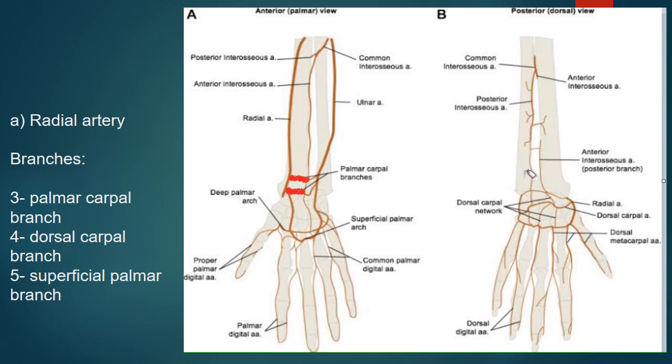Similarly, on the dorsal aspect, the radial artery also gives off dorsal carpal branches. These are the dorsal carpal branches of the radial artery. As you can see, these also anastomose with the same branches of the ulnar artery, which are the dorsal carpal branches of the ulnar artery, these ones, and form an anastomosis on the dorsum of the wrist as well.